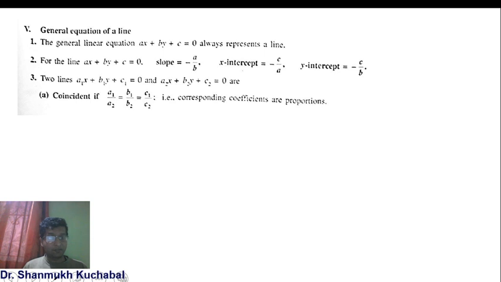So like that it is defined. Suppose that we have two lines, a1x plus b1y plus c1 equal to 0, and a2x plus b2y plus c2 equal to 0. Then if we take the x coordinate ratio, y coordinate ratio, and constant ratio, that is a1 by a2, b1 by b2, c1 by c2, here it is defined. If it is the same, then it is called a coincident line.